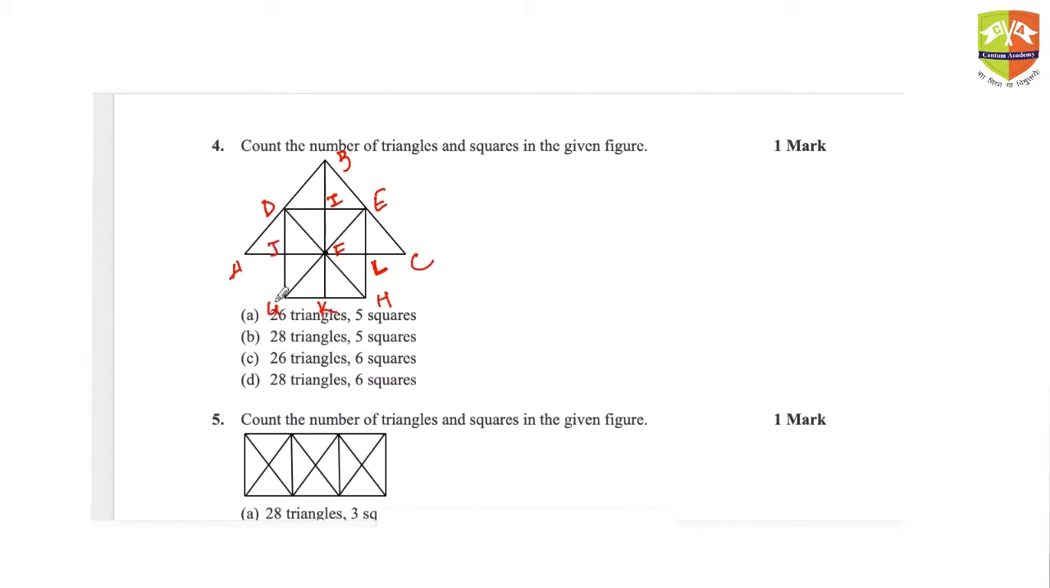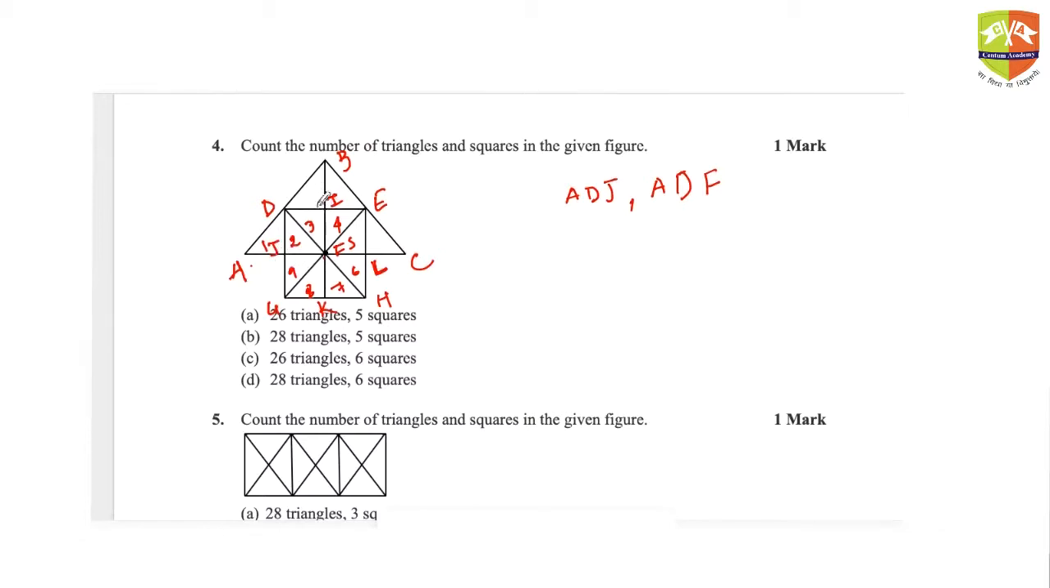If I calculate triangles, starting with A, you find that ADJ is a triangle. You also find that ADF is a triangle. So you write like this, ADJ, ADF. Similarly, one triangle here. First calculate the smaller triangles. So 1, 2, 3, 4, 5, 6, 7, 8, 9. What you will do is write the names of the smaller triangles, so you will have a better idea.